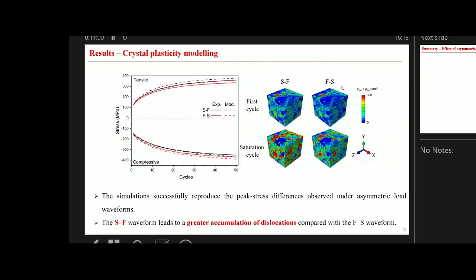And then finally, we use crystal plasticity modeling to try to understand why this happened. So here, first, our simulation results reproduce the peak stress difference. The left figure shows a higher stress in the respective slow loading phase under the two waveforms. And then in the right figure, we show the total dislocation distribution across our simulated crystals. As also shown in these simulation results, there's no significant difference in the first cycle, captured during the peak tensile strain. But by the saturation cycle, we can clearly see that the SF has a higher dislocation density compared to the FS waveform. The value for this is around 180, and this is only 120. So this represents that the SF waveform will lead to a greater accumulation of dislocation, which is associated with the critical shear stress and leads to a higher macroscopic stress.